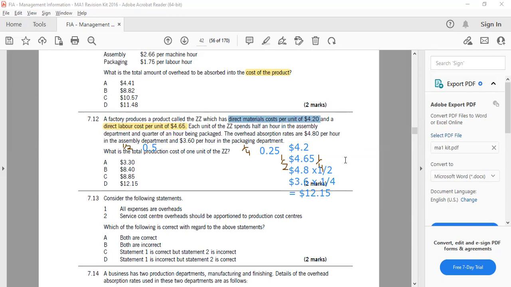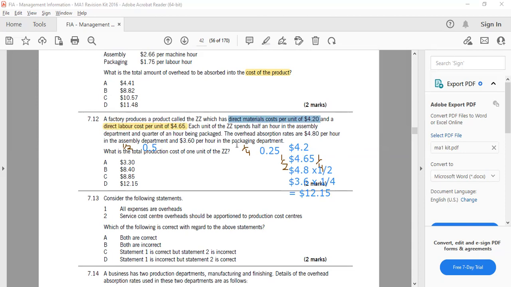Remember this: if it simply says that the overhead absorption rate is this per hour in the assembly department, and it says 2 hours in assembly, then you will multiply 4.8 by 2. And it says that in packaging it spends 3 hours, so you will multiply 3.6 by 3. But here they are not spending 2 or 3 hours, only a few minutes. Do you understand?